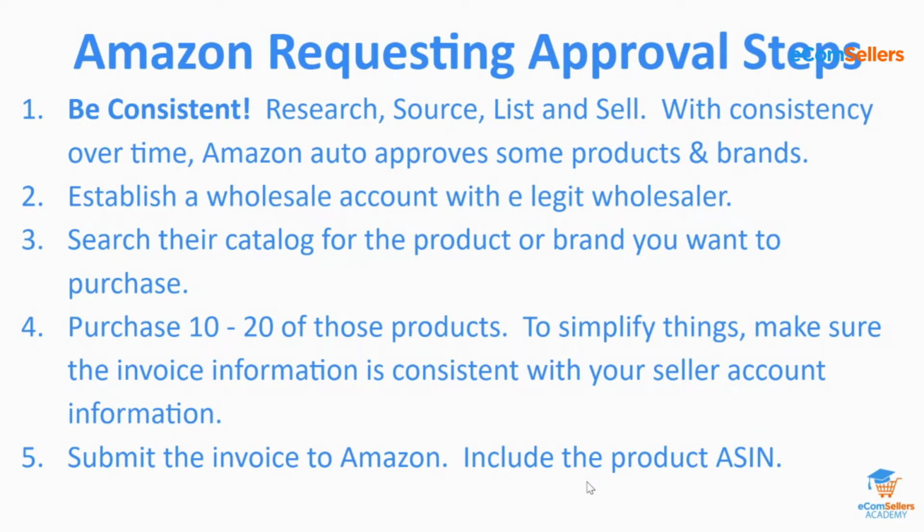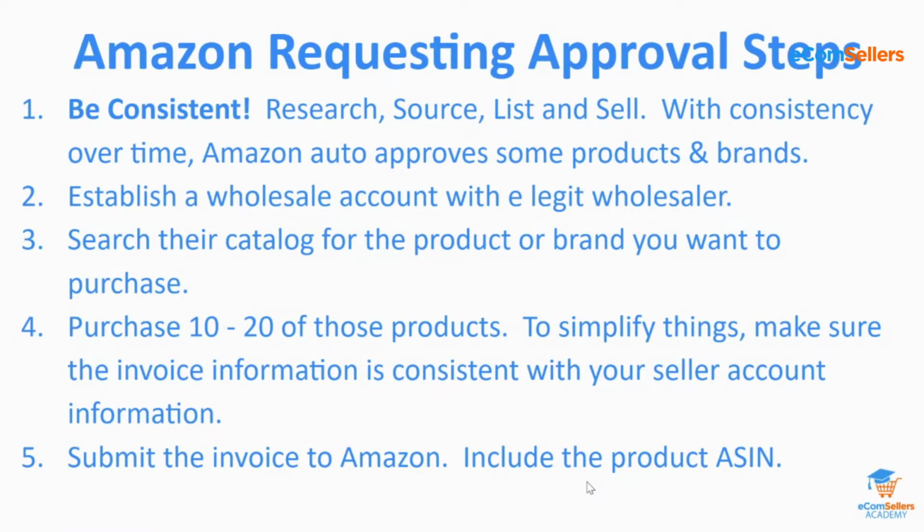Once you find the product or the brand, then you're going to buy. Step four of this process is you're going to buy around 10 to 20 of that specific product. And to simplify things, make sure that when you establish your account with that distributor or wholesaler, your information is in sync with the information that is on your Amazon seller account.